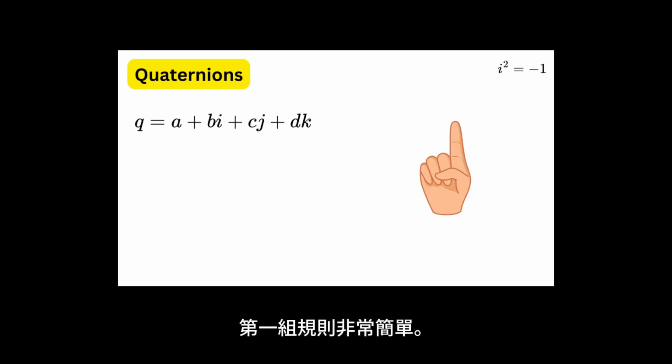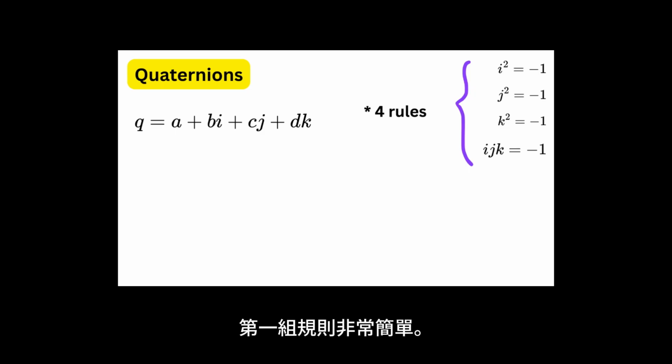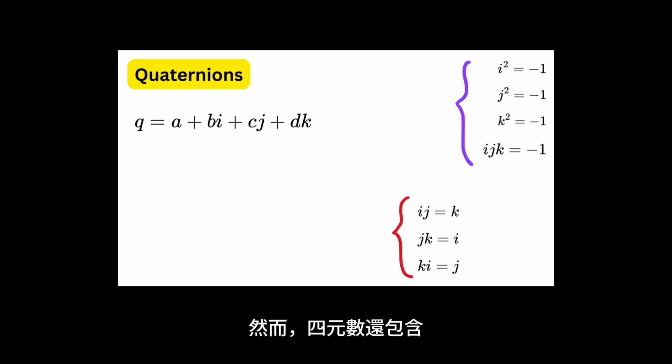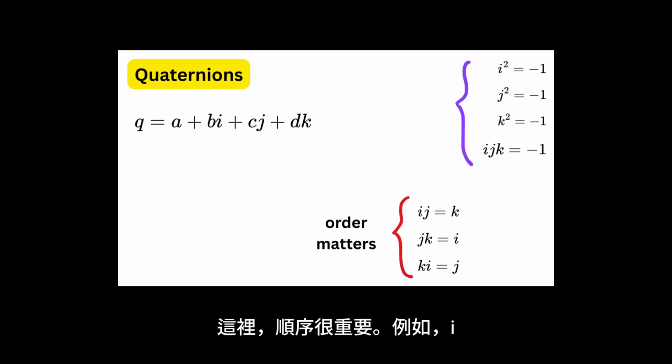The first set of rules is very simple. These 3 rules resemble the familiar complex number rule involving i. However, quaternions also include these sets of rules between different imaginary directions. These relationships connect the 3 imaginary directions together. Here, the order matters. For example, i multiplied by j equals k.